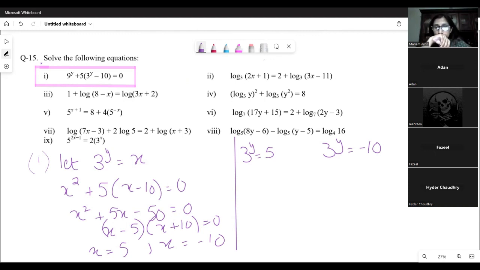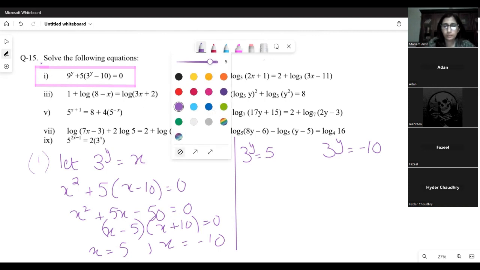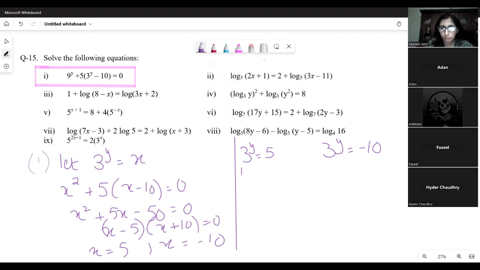Ma'am, we can take natural log, and the power y will come down. Yes, you can do that too. Yes, you can take natural log on both sides. So let's do it that way. If you take natural log on both sides, ln 3 power y equals ln 5. y comes down, y ln 3 is equal to ln 5, and then y equals ln 5 divided by ln 3.